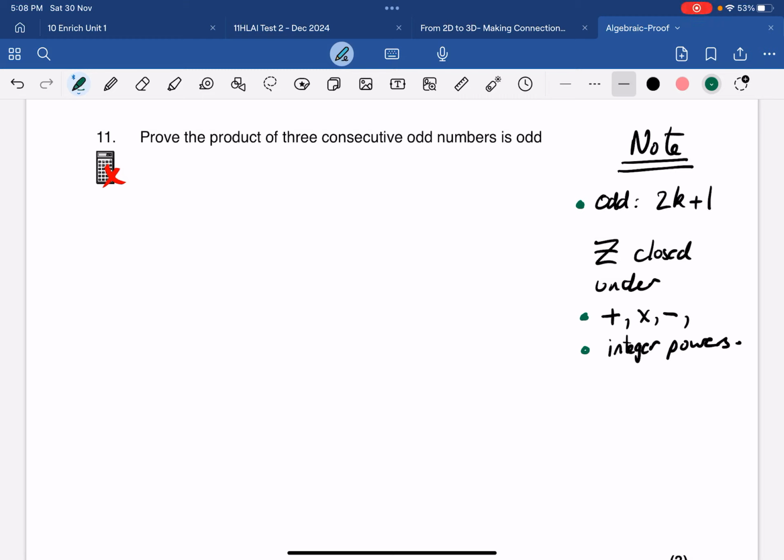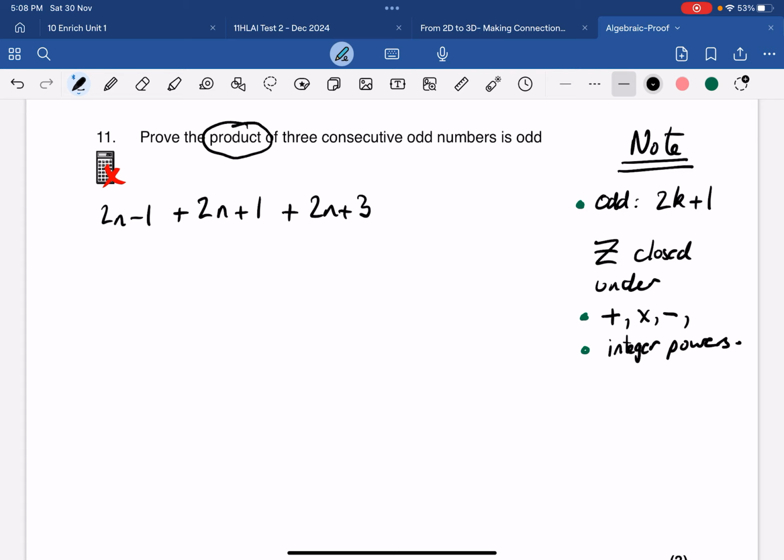Okay, so prove the product of three consecutive odd numbers is odd. So let me just write this out quite formally. Let's write down the consecutive odds. Now you can go 2n plus 5, but I'm going to go 2n minus 1, the number before. And notice I've already made one error because it's now the product.